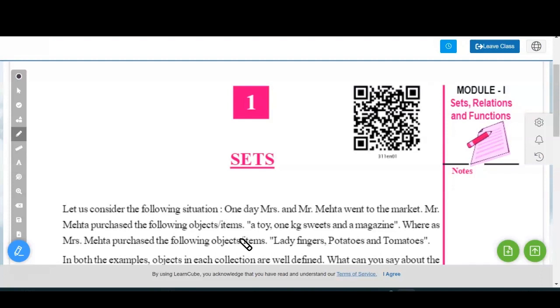Okay, so let's start with the first chapter of sets. So what is a set? Set means a collection of some well defined objects. That is the meaning of set. Okay, and the term was coined by the German mathematician George Cantor.